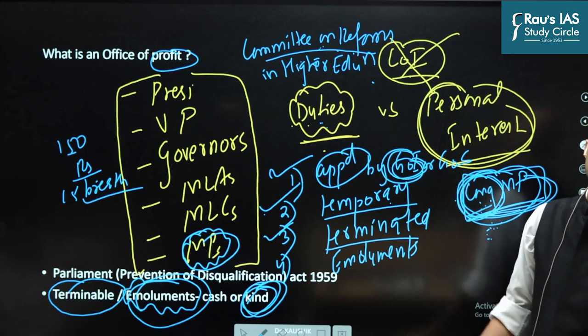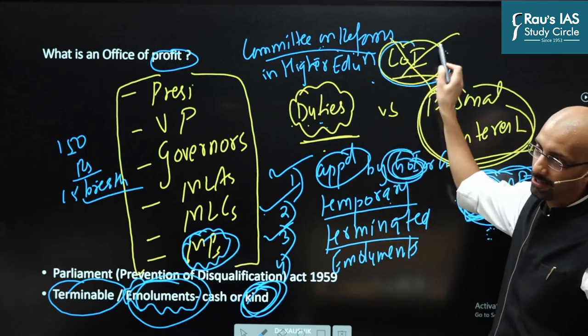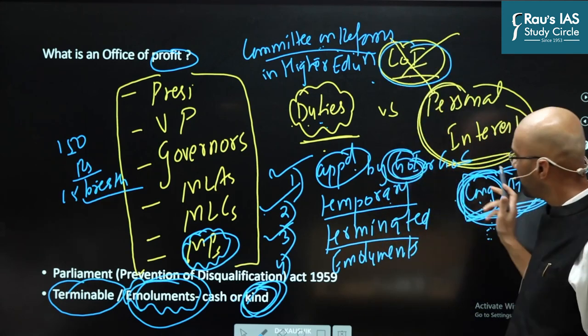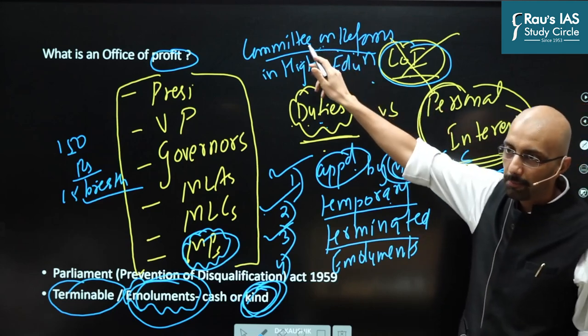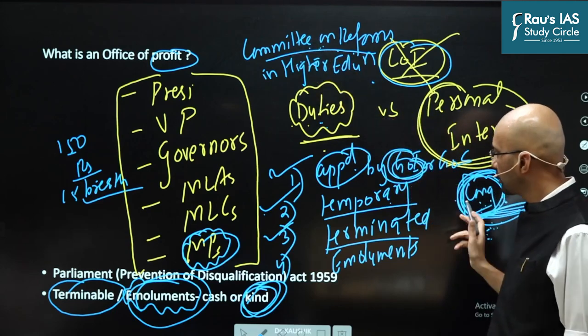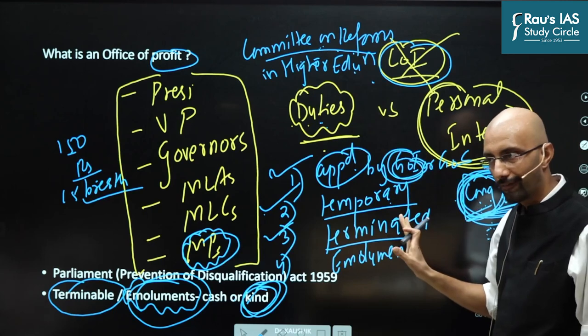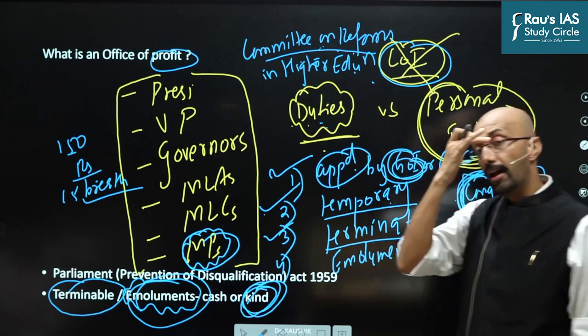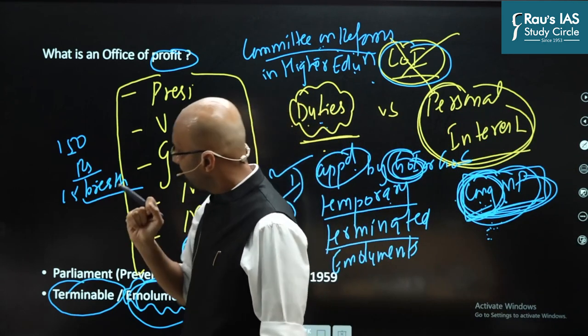No, because now he has come under a conflict of interest because it is the government which made him the member of this committee. So if he holds this committee membership, he can be disqualified, right? Concept clear?